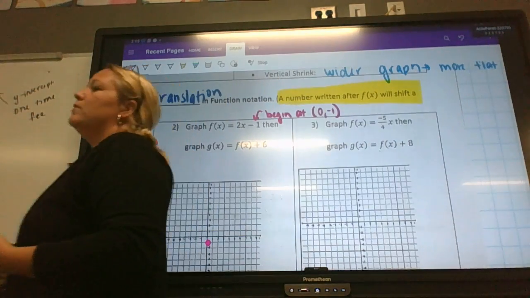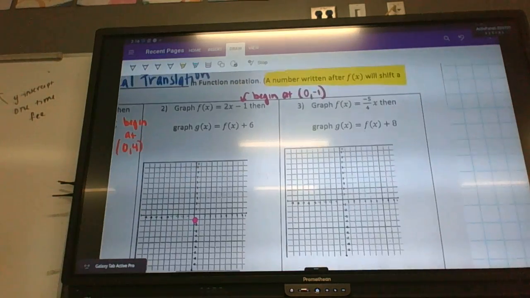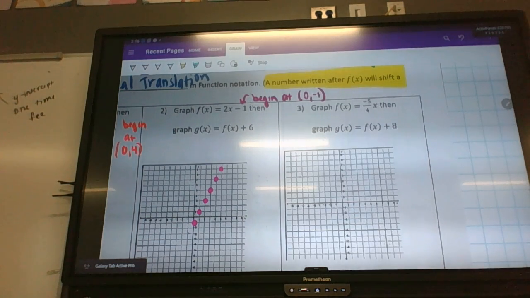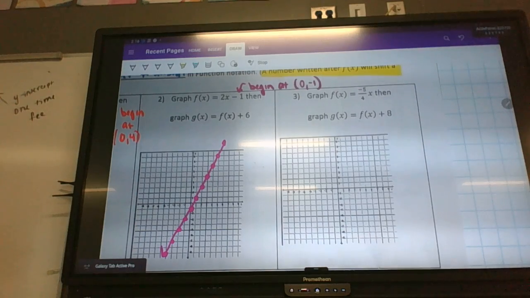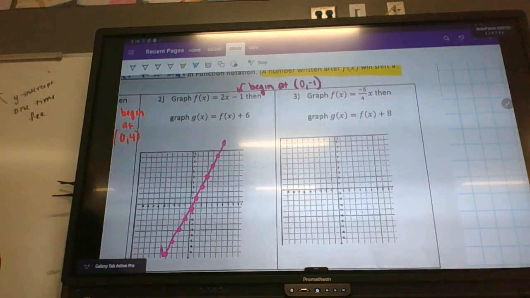From -1, what's the slope? And number 2, what's the rise over run? Up 2 over 1. Yep, up 2 over 1. This paper has two purposes. It's to go back and review how to graph a line, and then also to talk about how to move a line.